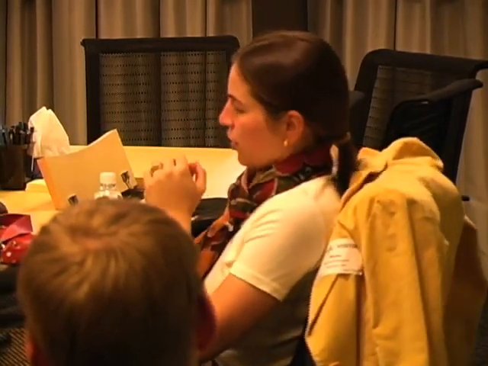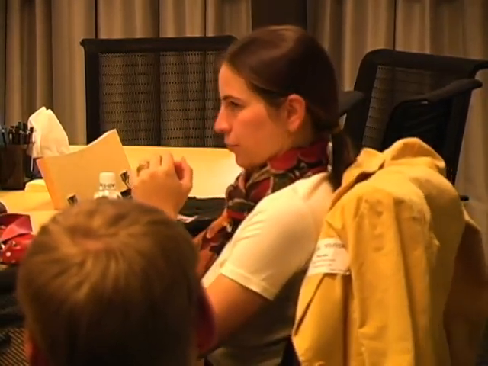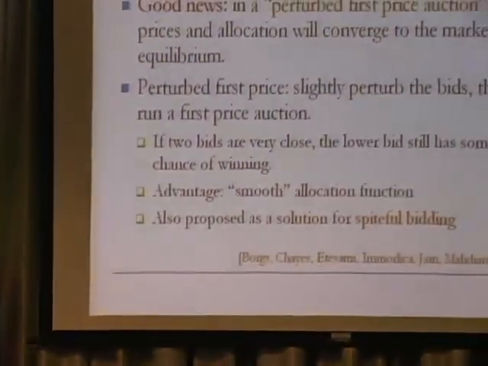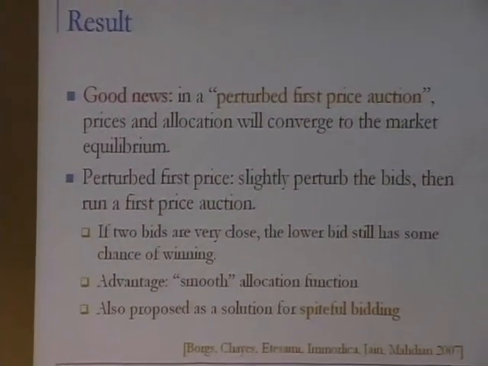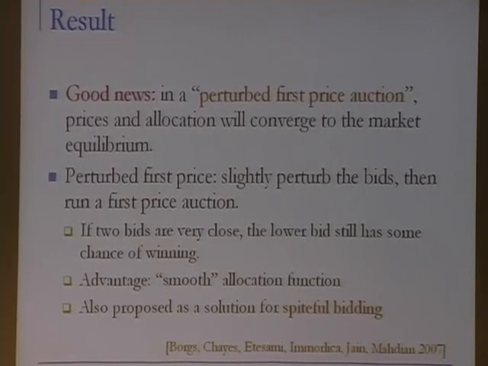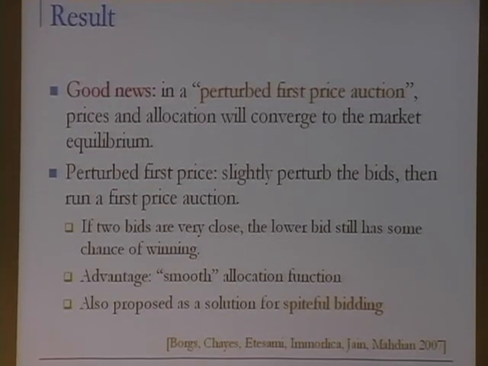So why is this a good idea? Well, if two bids are very close, as in that example I was giving you where the bids were cycling on even and odd days, then the lower bid still has some chance of winning. So we're going to smooth the allocation. We're letting the two bidders share the keyword. When their bids are very close, we should be giving half of the appearances of the keyword to one advertiser and half to the other.